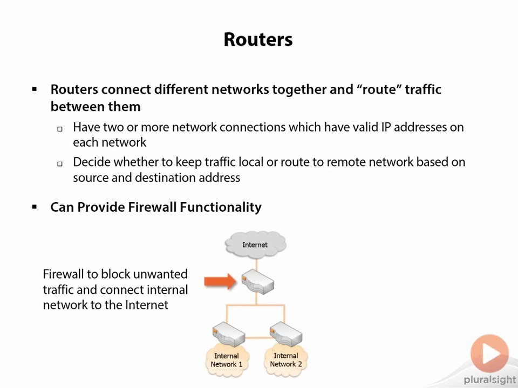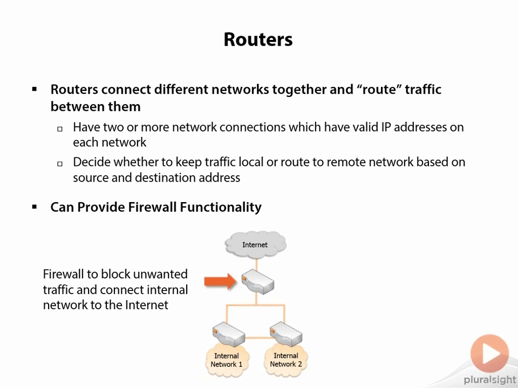And as we know, routers can provide firewall functionality. So again, the firewall will block unwanted traffic and connect internal networks to the internet. So in this small example I have here, like I said, I have internal network 1 and internal network 2. Then I have the router, which is indicated by that orange arrow, out to the internet.